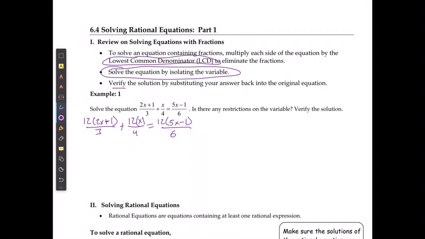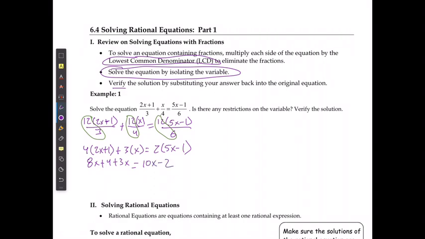At this point, I'm going to divide out that 12 that I multiplied in by the denominator so that the fractions are going to disappear. So I'm going to say that 12 divided by 3 is going to be 4, and then leave the brackets, 2x plus 1. Plus 12 divided by 4 is going to be 3 and x, and then 12 divided by 6 is going to be 2 and 5x minus 1. And I'm going to multiply out to get rid of the brackets that I have. 8x plus 4 plus 3x is going to equal 10x minus 2.